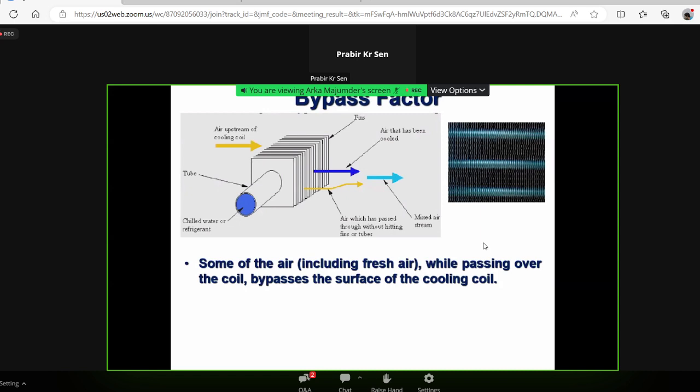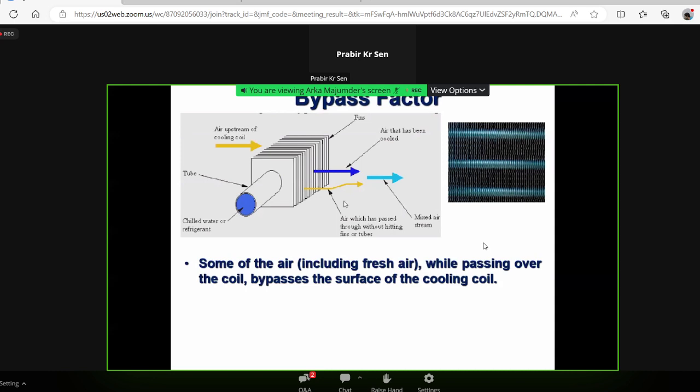We cannot increase it more, because if we increase the number of fins, it will provide enormous resistance to the airflow. So my air handling unit fan has to be very high pressure, which means very high power consumption. So there is a limit, around 10 to 13 or 14 fins per inch length. And we have made the fins a little corrugated so that when air passes over it, it bounces in the flow path. It becomes turbulent, there is no laminar flow, and if it becomes turbulent, the heat transfer is better.